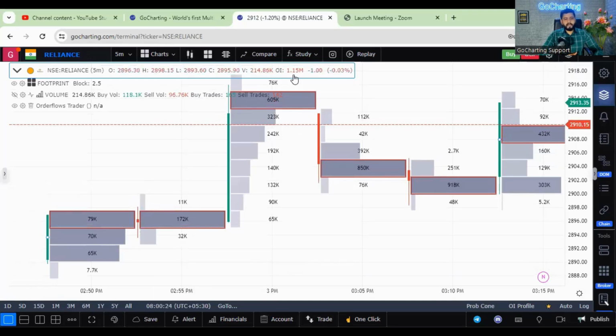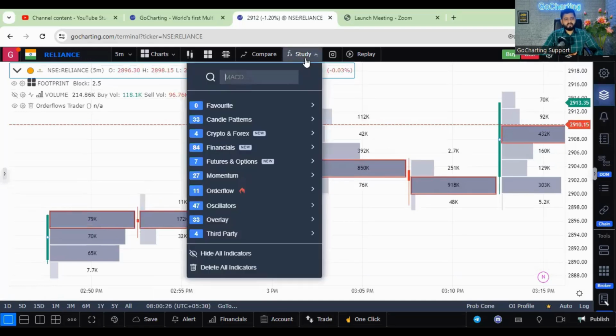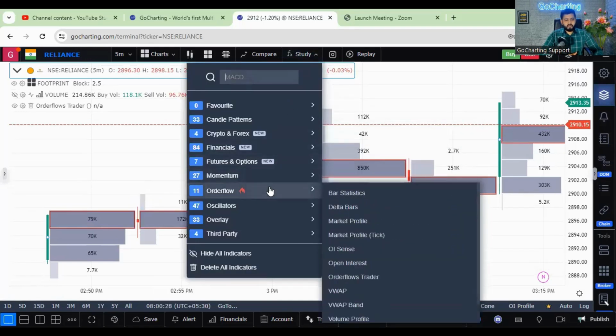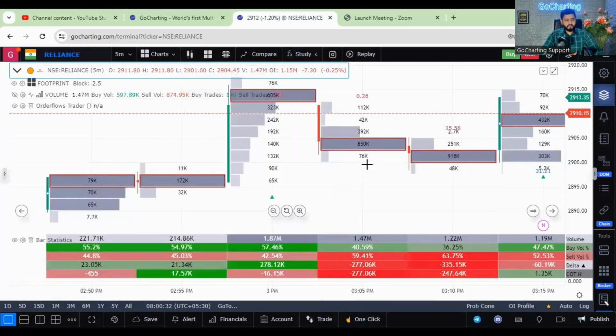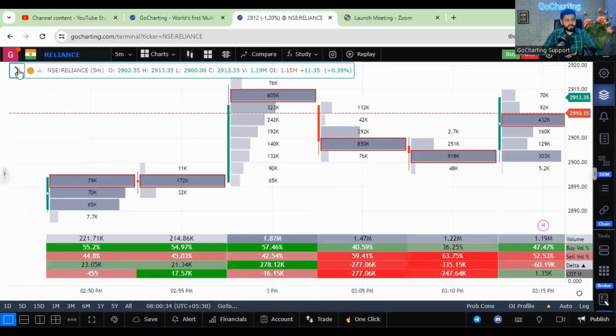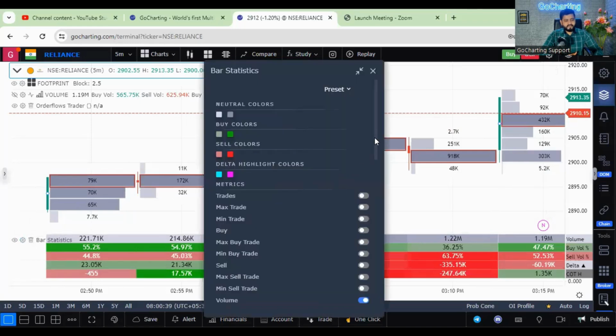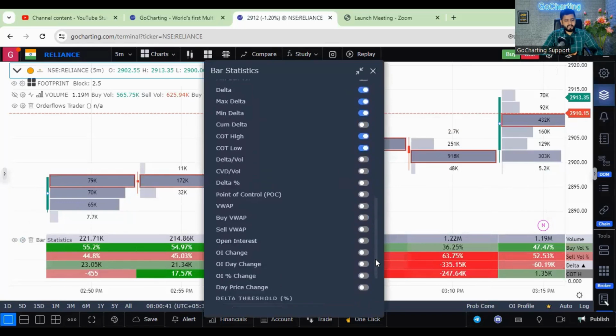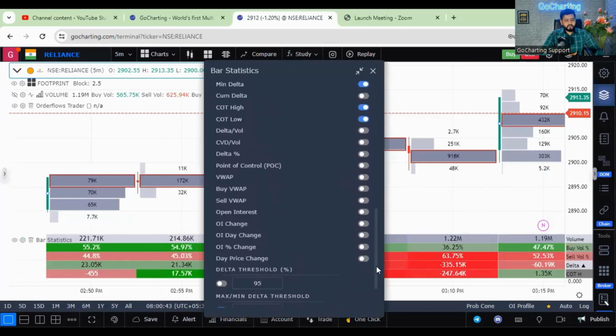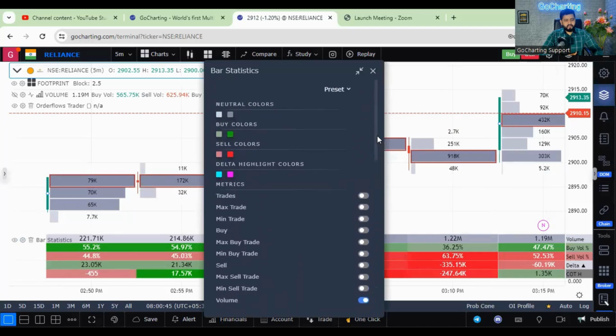So to apply bar statistics, you need to go to FX study. We have this order flow, and here you can click on bar statistics. Now on this particular arrow, if you click, you will see a gear button over here. And if you click on this setting, you will see there are multiple options in bar statistics. These are very confusing for many of you, so let us try to explain each option one by one.